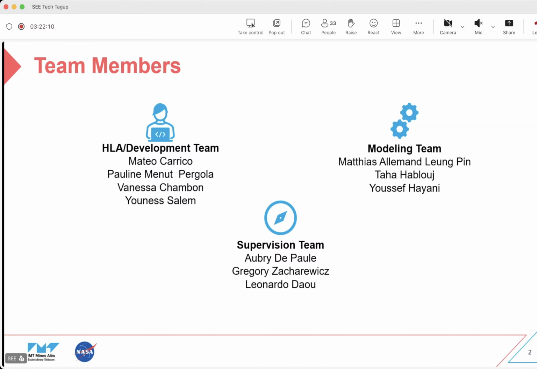So we are split into two teams of 7 students. So in the HLA development team, we had Matteo, Carico, Pauline, Menu Pergola, Vanessa Chambon, Yunus Salem. For the modeling team, we had Matthias Almond-Ping, Taha Hablouj, Youssef Hayani, and the supervision team consists of Aubrey De Paul and myself, Leonard Bau, and Gregory Zakharevich. Can you go please to the next slide?